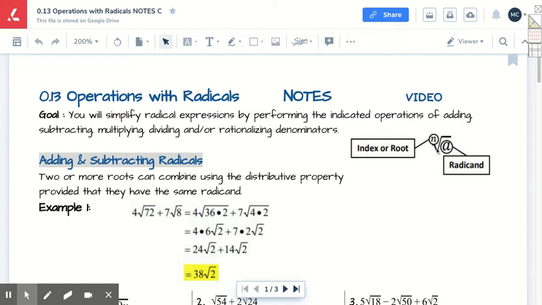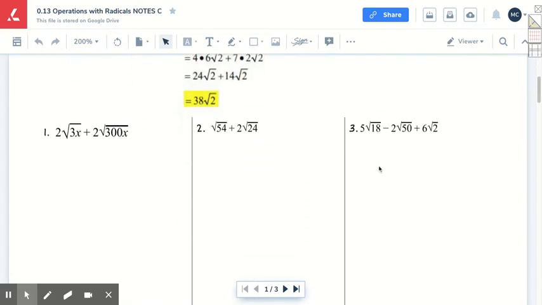This is what a radical looks like. The radical symbol is what you probably call the square root symbol. The index number is the little number that's in the V over here. And the number that's inside, or the expression that's inside, is called the radicand. So our first topic is going to be adding and subtracting radicals.